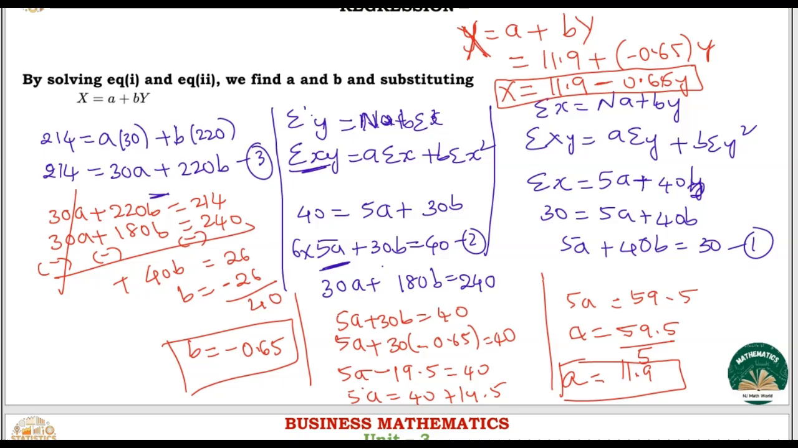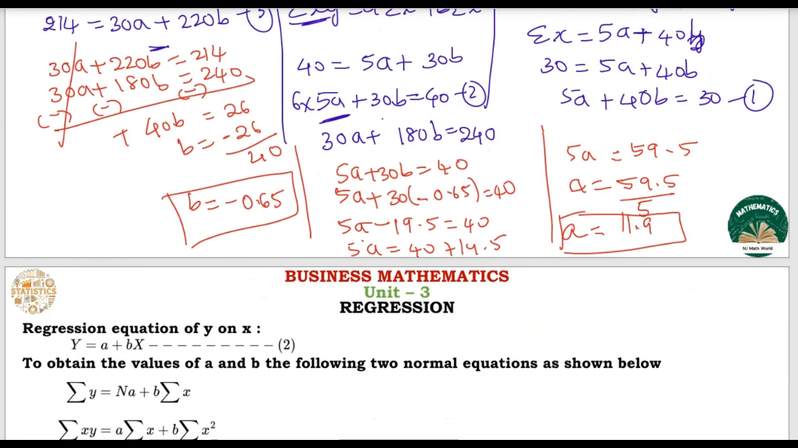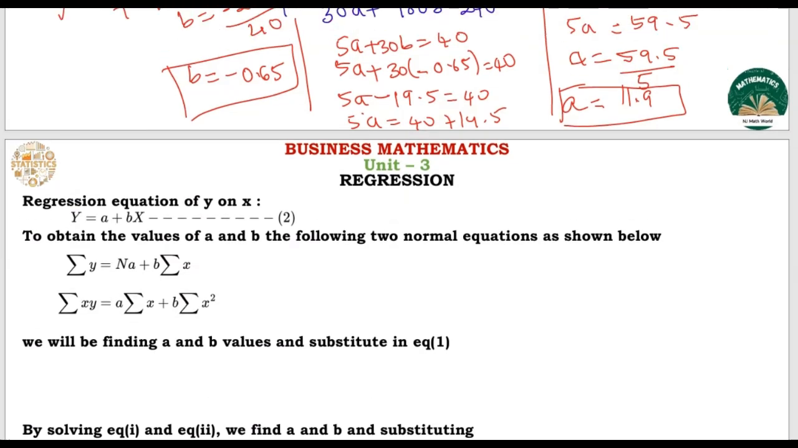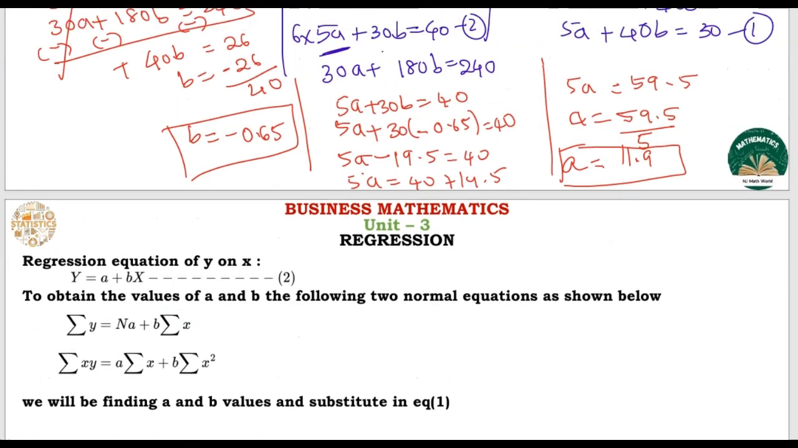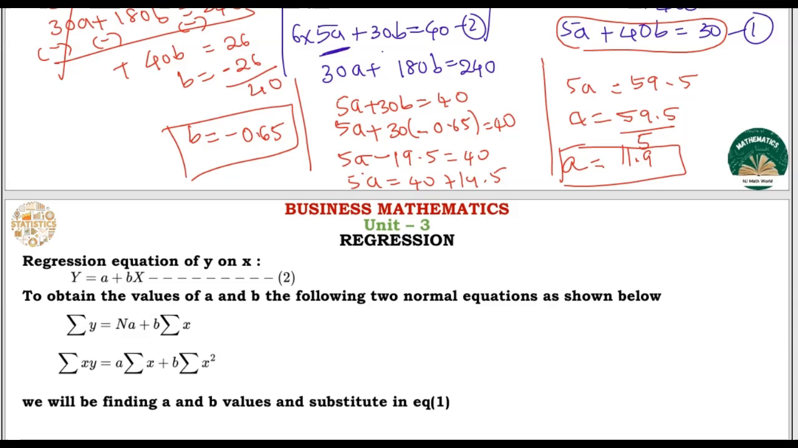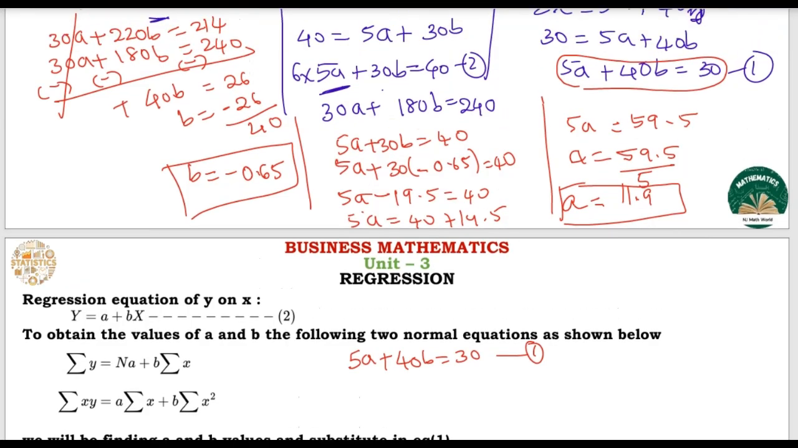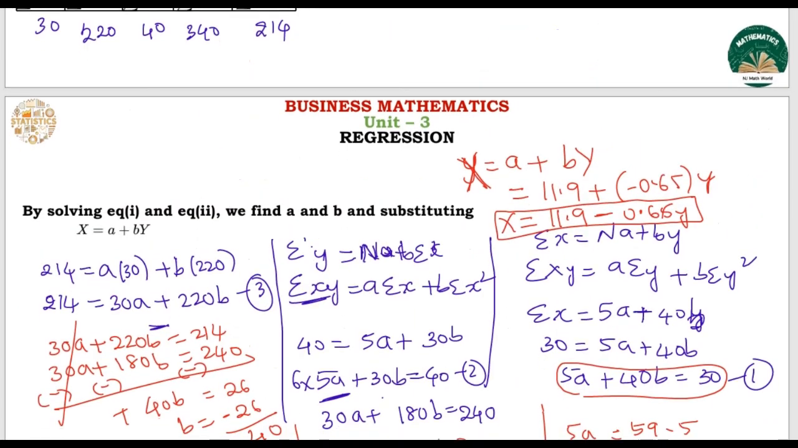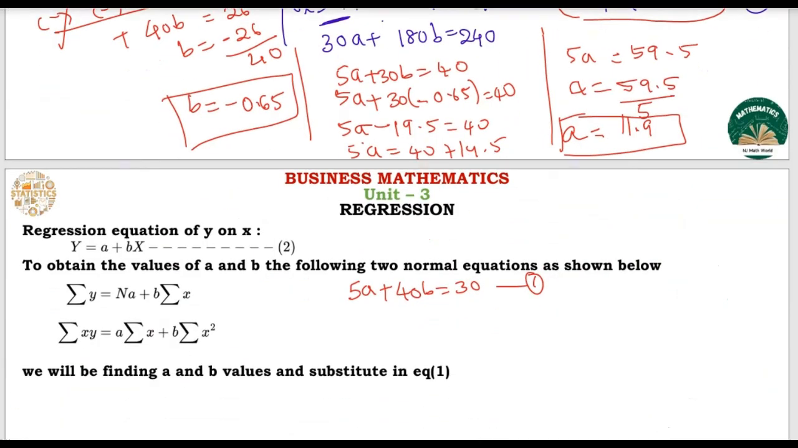Similarly, if you simplify for the other one, for y, we have already solved and got this answer. For the first equation, we got 5a plus 40b equals 30. For the second equation, sigma xy is 214 equals a itself.